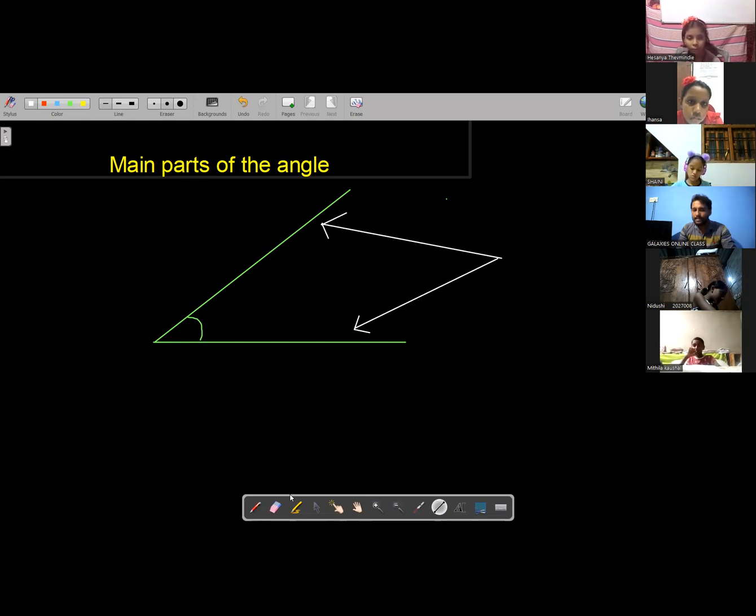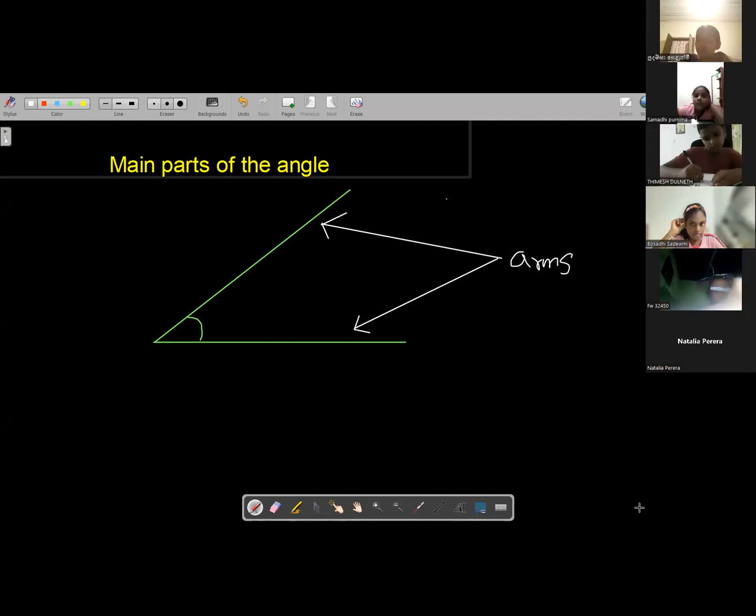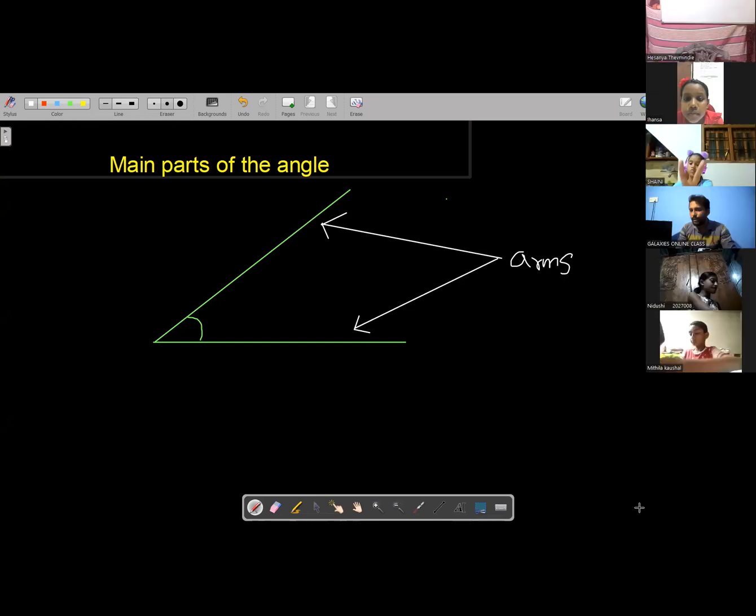They are known as arms of the angle. Okay, what's the name? Arms. How many arms does the angle have? There are how many? 5 arms. 2 arms. Okay, there are 2 arms. Quickly write it down. Name these straight lines as the arms.